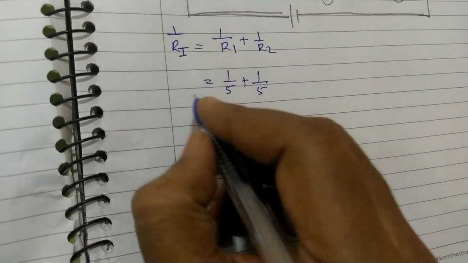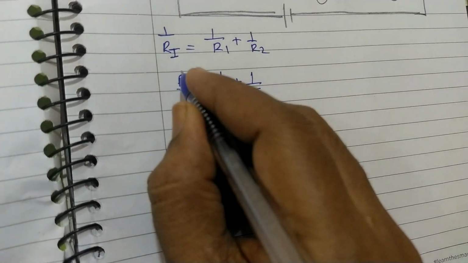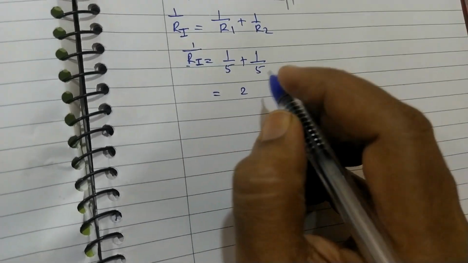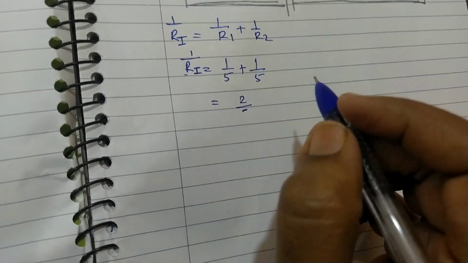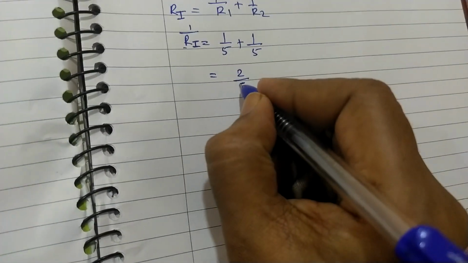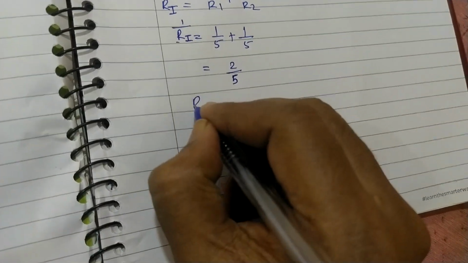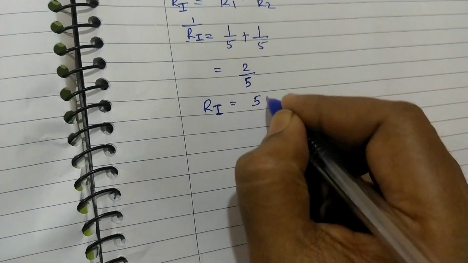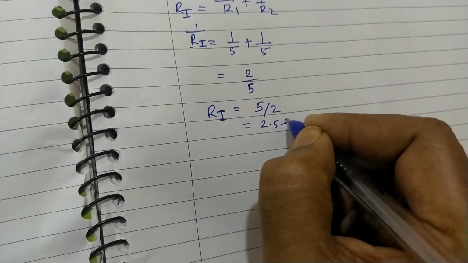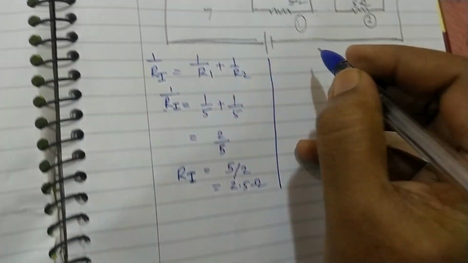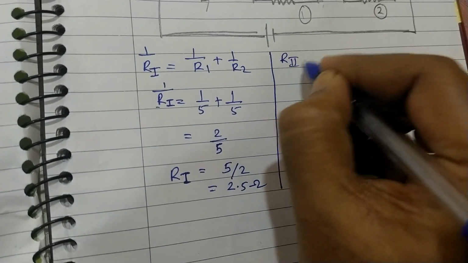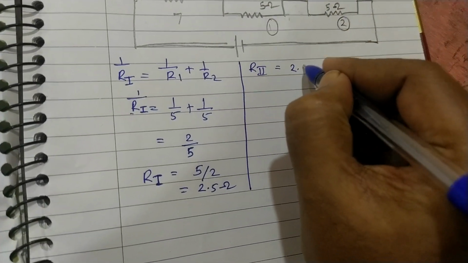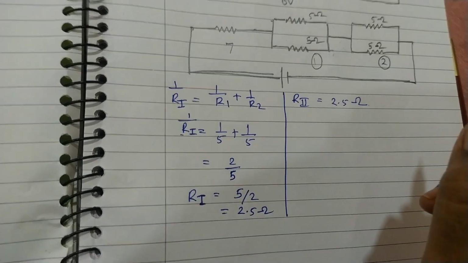Okay, so R1 is equal to 2 by 5, so R1, that is the first case, 5 by 2 becomes 2.5 ohm. Same happens with the second one. See, the values are the same. Here we can see 5 ohm and 5 ohm. So it will also become 2.5 ohm.